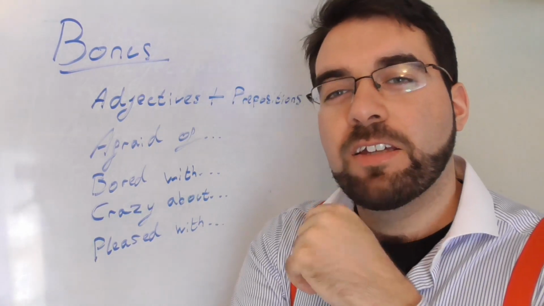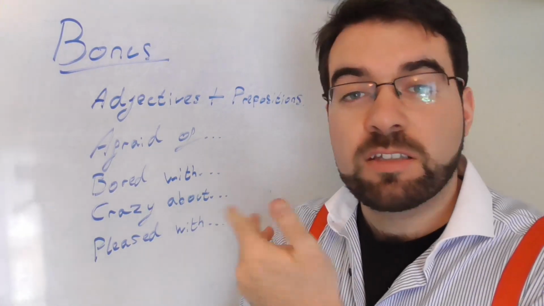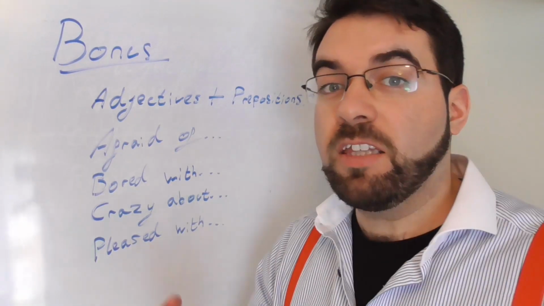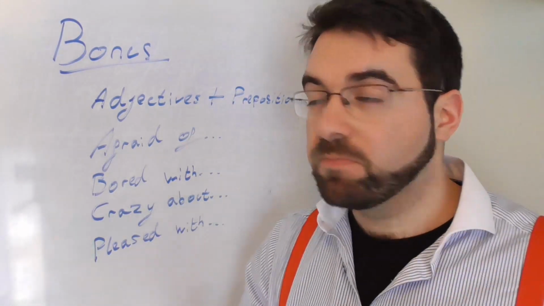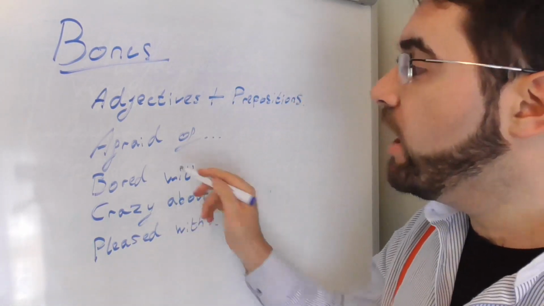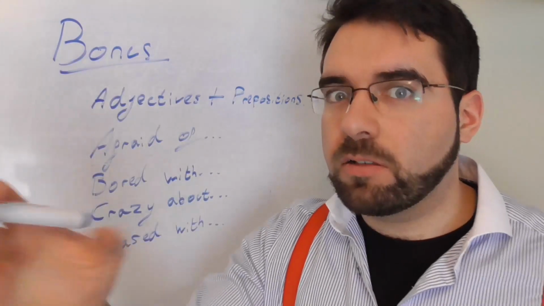Just for you. So we have adjectives plus prepositions. And a preposition is where things are, where it's located, where you can find it. Above, below, underneath, here, there, everywhere. So let's look. Afraid of. She's afraid of the dark.